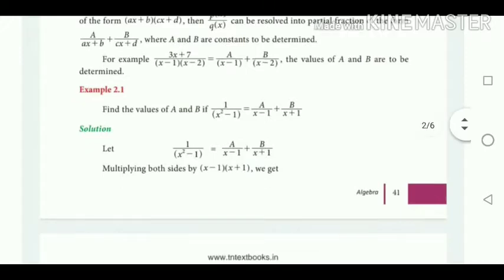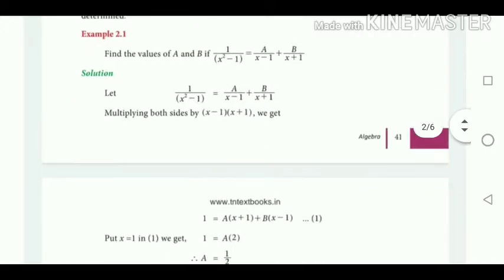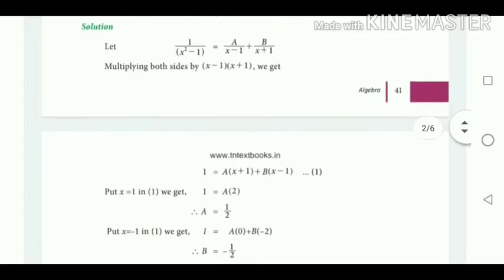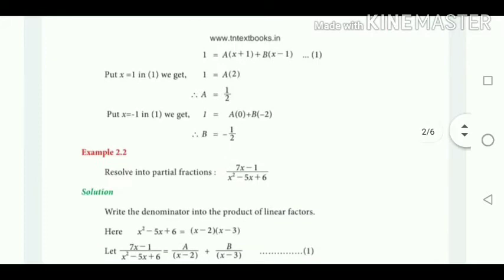After that we multiply both sides by x minus 1 and x plus 1, that is, we are taking the LCM. If we multiply by x minus 1 and x plus 1, on the left hand side we get 1, whereas on the right hand side, in the first element x minus 1 is there, therefore we multiply by x plus 1. Or you may cross multiply a into x plus 1 and b into x minus 1. So the first equation we get is 1 equals a into x plus 1 plus b into x minus 1.